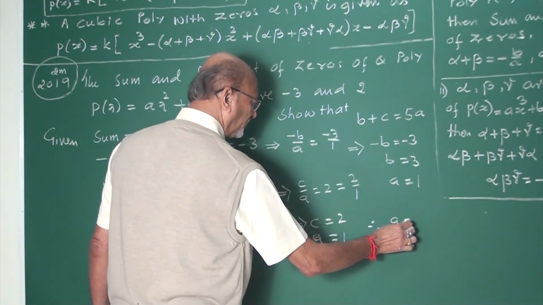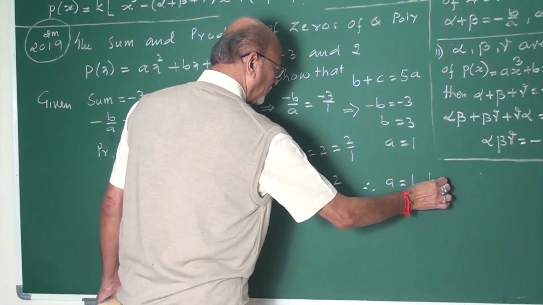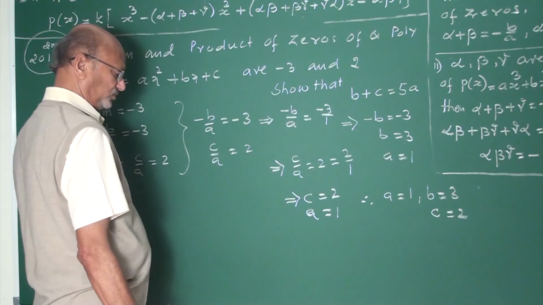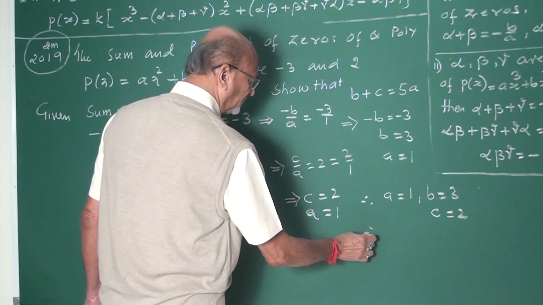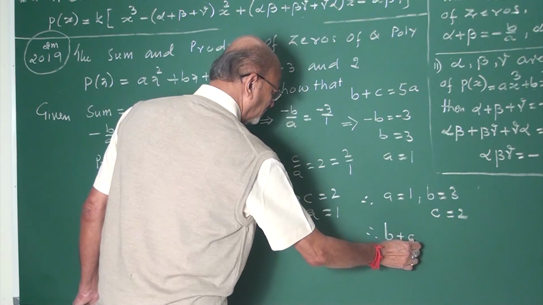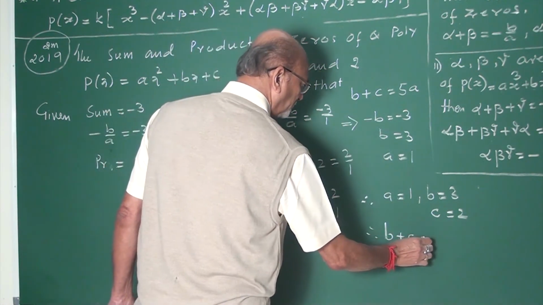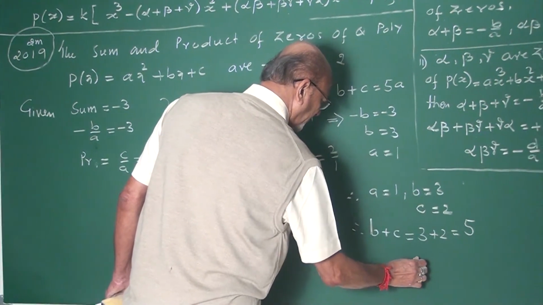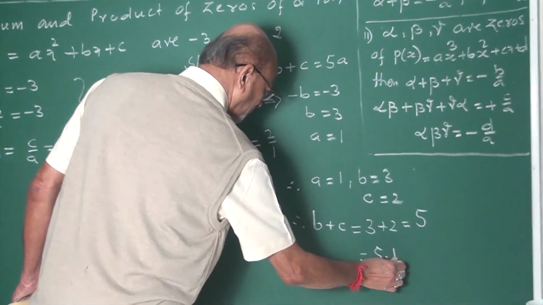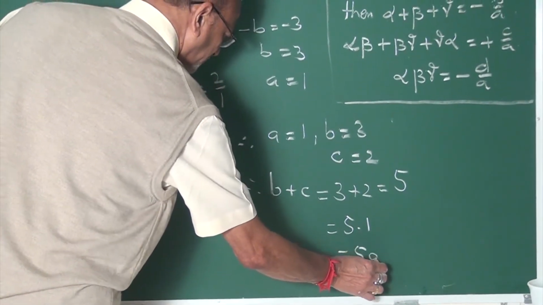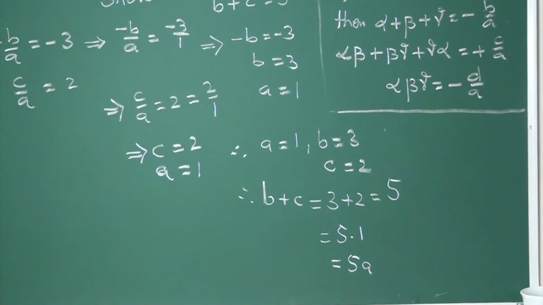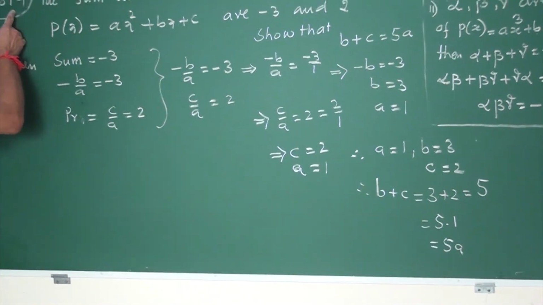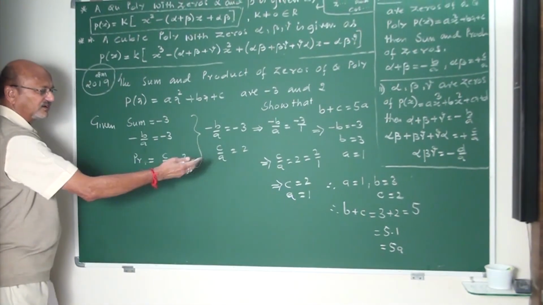Therefore, what is the value of a? 1. What is the value of b? 3. What is the value of c? 2. Therefore b plus c, what is b? 3 plus 2, 5. This 5 can be written as 5 into 1, and that 1 is a, so 5a. Therefore, b plus c is 5a. It is an example from the question paper, the two mark question. I have written it in detail.